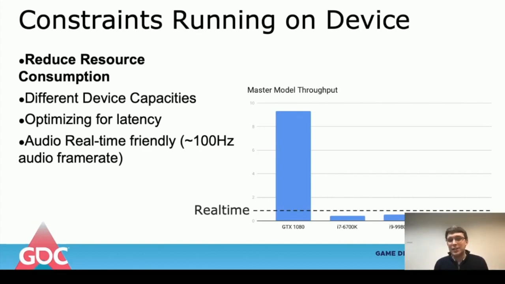So as a comparison, our master model that maps any voice into any other voice, when run on a GTX 1080 for inference, gets almost 10 times real-time throughput. But even if it runs on a relatively beefy CPU, it doesn't even break the real-time threshold, so it wouldn't be able to keep up with you as you're speaking. So that's definitely not going to work.